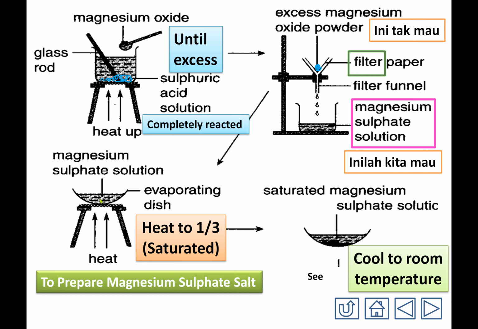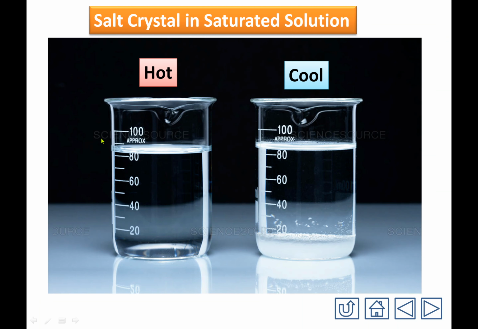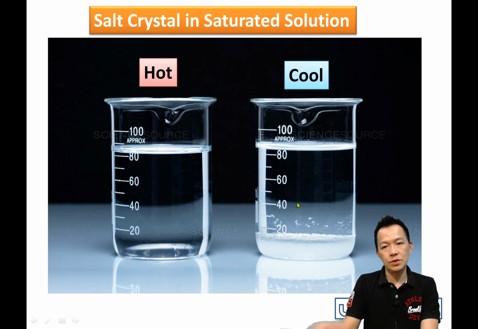Remember, when the solution is hot, the solubility of the magnesium sulphate is high, so it is soluble in water and you cannot see any crystal. But when you cool to room temperature, the lower the temperature, the lower the solubility of magnesium sulphate. So after a while, you can see some crystals sink in your evaporating dish. When hot you see nothing, when cool the crystals appear. But how to get the salt?